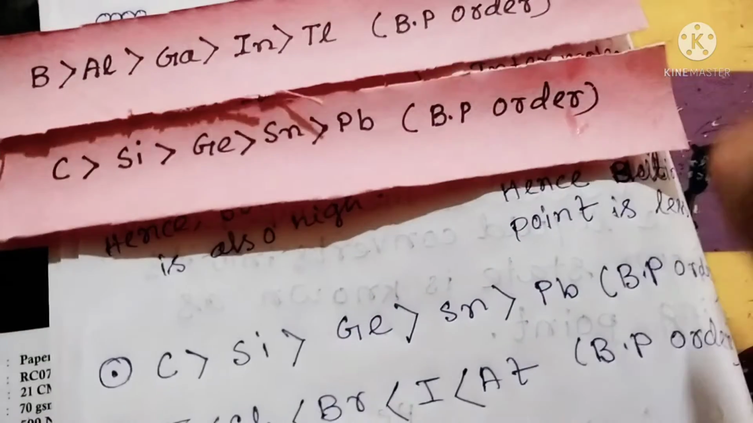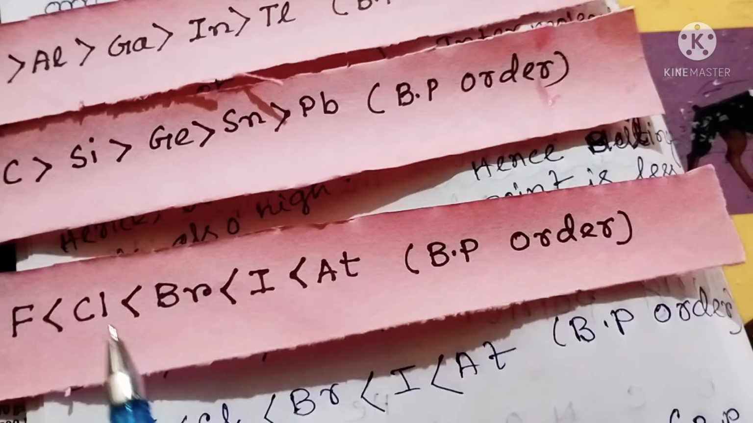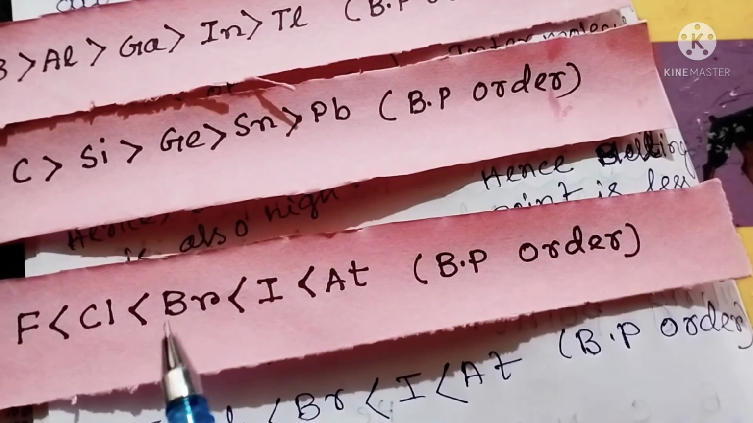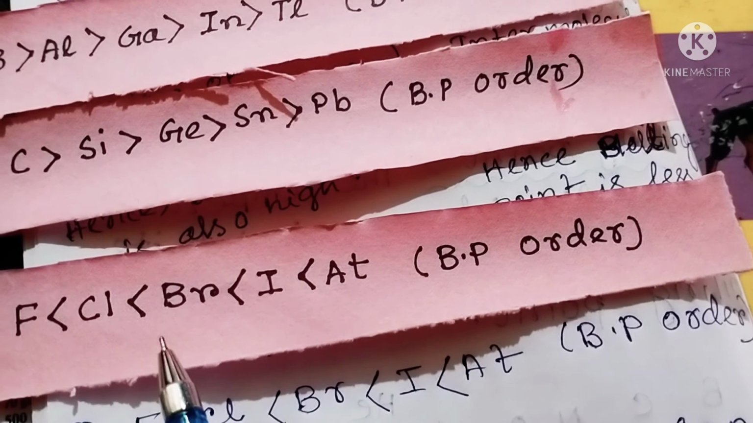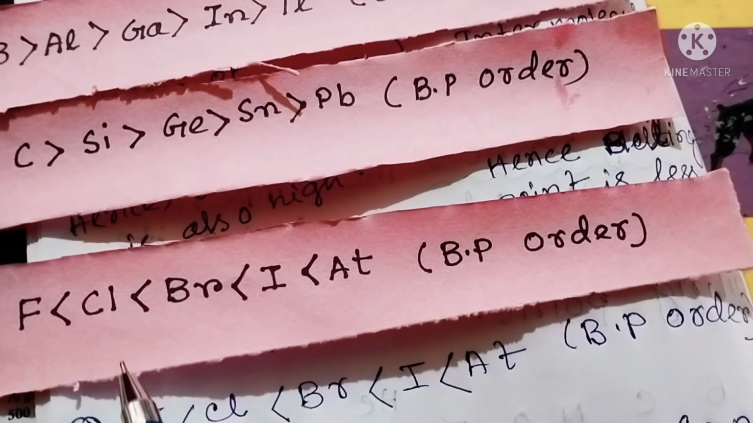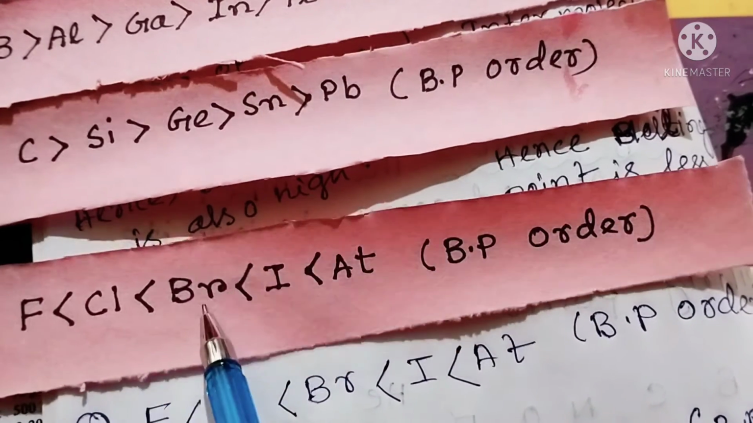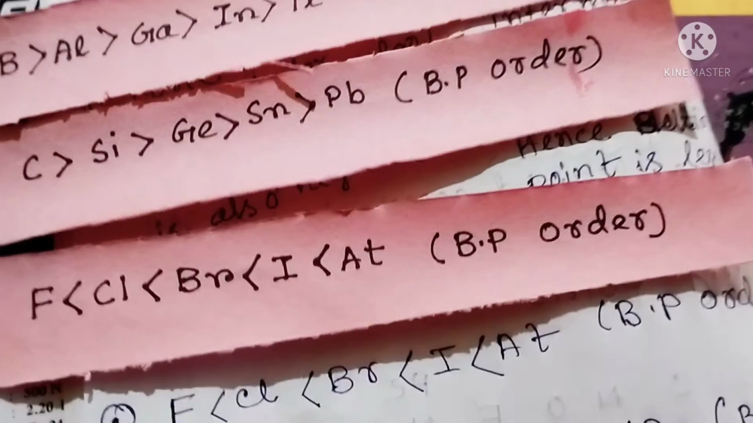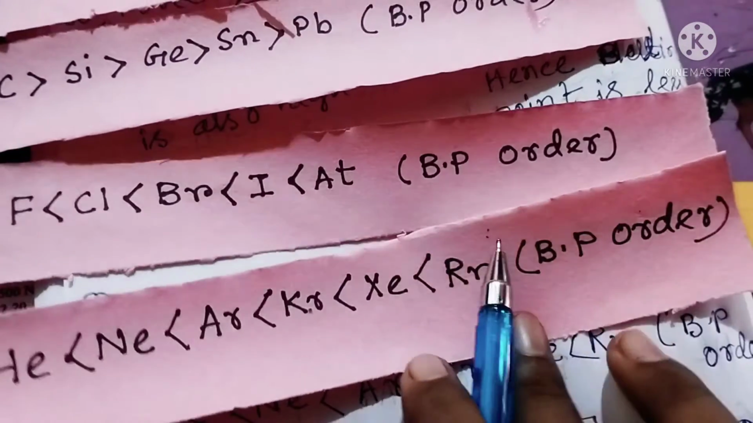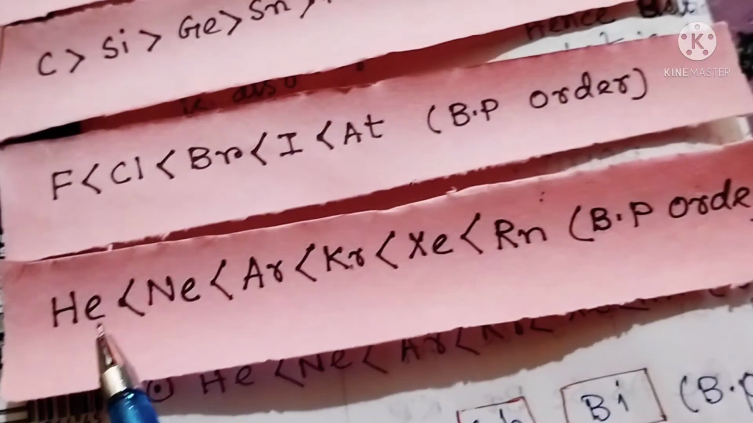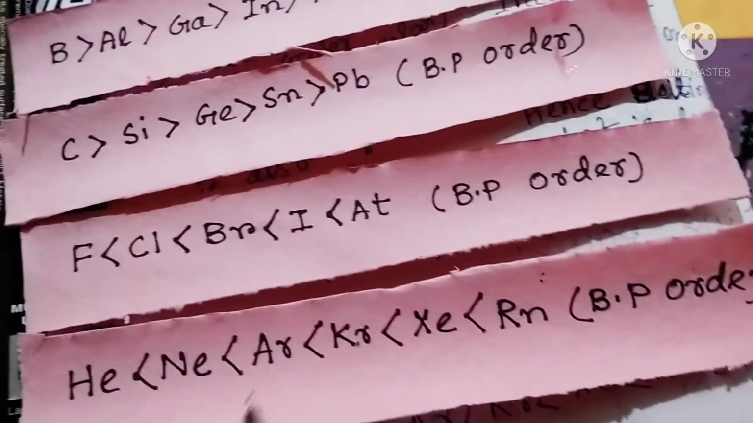Now next is fluorine. Here we take fluorine. For fluorine or the halogen family, what happened? Boiling point and melting point increase along the group, so the boiling point of fluorine is less, then chlorine, then bromine, then iodine, then astatine. Next we see the noble gases. Helium less than neon, less than argon, less than krypton, less than xenon, less than radon.